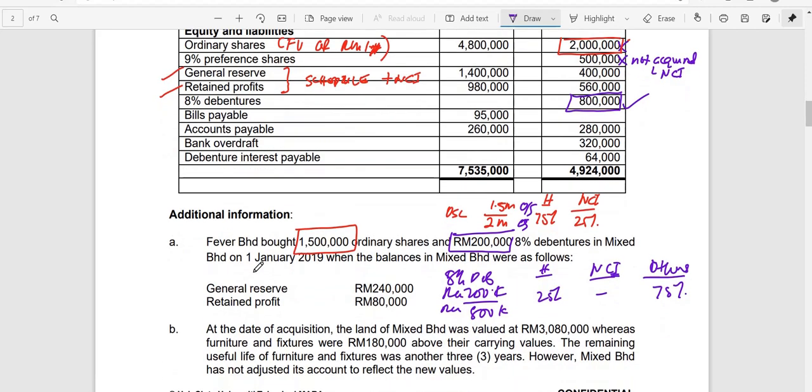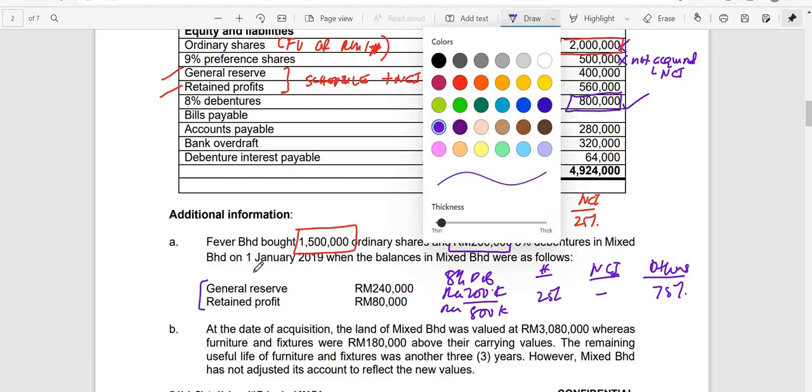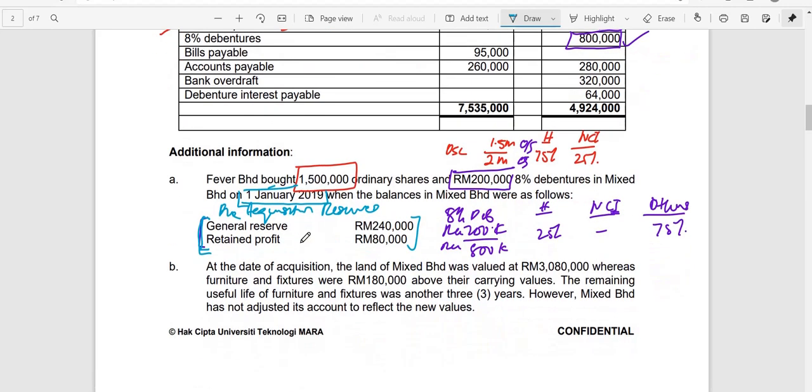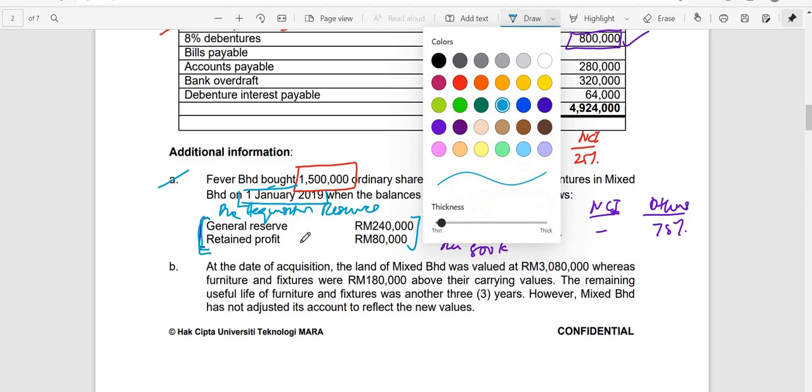You are also given information on the retained profit as well as the general reserve. This is actually the pre-acquisition reserve, because this is the balance on the date you acquire the shares, which is 1st of January 2019. You acquire the shares, and 2 years after that you consolidate the financial statements. So that was for number 1. We will be using the information in number 1 to calculate our goodwill first as our first step.